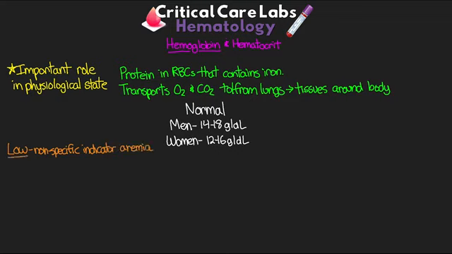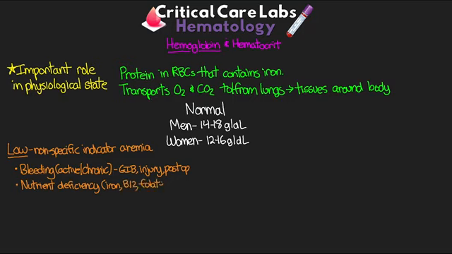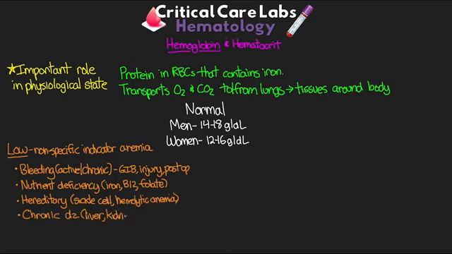Some of the potential causes for this could be things like bleeding, either active or chronic. So here, think your GI bleed, injury, post-op, etc. Nutrient deficiencies such as iron, B12, and folate. Hereditary disorders like sickle cell, hemolytic anemia, etc. Chronic diseases such as the liver, kidney, and even cancer. And then some medications like chemo drugs, some antibiotics such as our penicillin group, and the antidepressant amitriptyline.